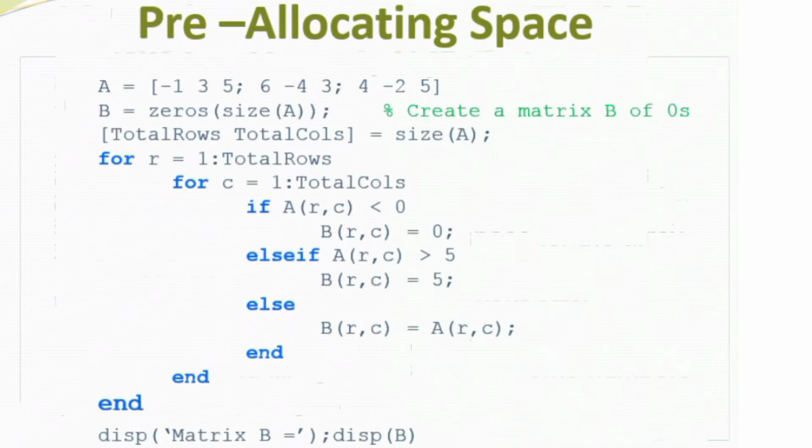So here would be a better way to write that code that we just looked at. You can see the only thing that I've changed is line 2. I have B is equal to zeros, size of A. So now B, before you even hit the loop, is a 3 by 3 matrix full of zeros. And then as we loop through, we replace those values with what we want them to be.